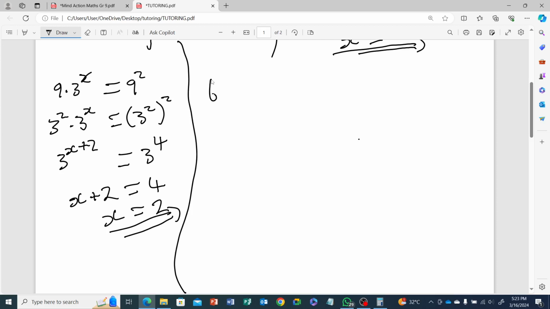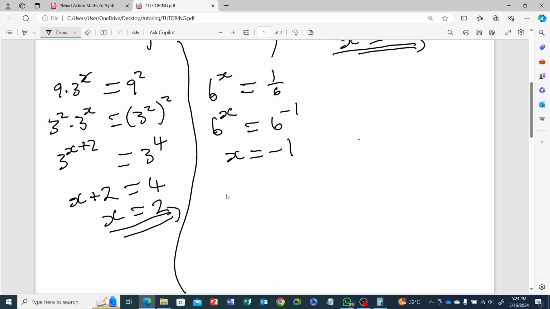We have 6 exponent x is equal to 1 over 6. Now how do I deal with this one? Easy. Get rid of the fraction and write it in an exponential form. We have 6 exponent x is equal to 6 exponent negative 1. Now that looks familiar. Yes. What do you do? You drop the exponents because the bases are the same. So x will effectively be equal to negative 1.